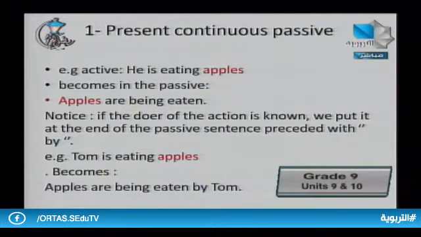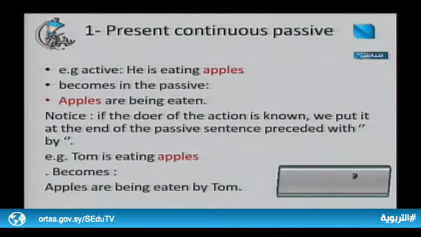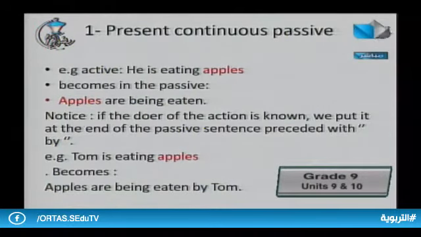Then we add being. So the full sentence in the passive becomes apples are being eaten. And we put a full stop, because here the doer or the subject is not known in the sentence. So we notice that in the active sentence, we have is, but we change it to are in the passive sentence, because the object, which has now become plural, is at the beginning of the sentence. The verb to be is according to the object, and apples is plural, so we put are. Apples are being eaten.